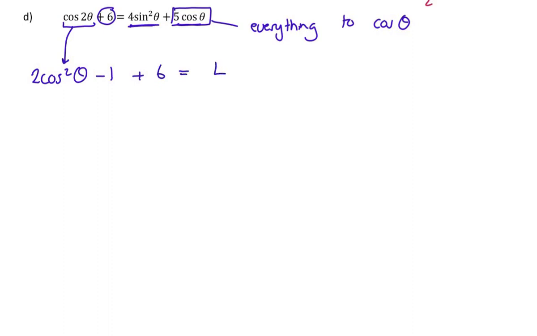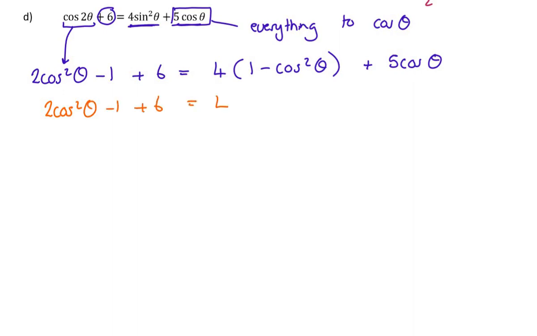Let's try take everything and get it in terms of cos and see if it works. Now, what that would mean is I'm going to change sine squared to 1 minus cos squared. Now, the moment I do that, I kind of think that this is going to work out. So even though this looked like it might be a mixture, the reality is I see the cos theta by itself and I'm thinking, can I get everything to cos? So changed cos 2 theta and changed sine squared. So a little bit messy now, so let's neaten it up a bit. So 2 cos squared theta minus 1 plus 6 equals 4 minus 4 cos squared theta plus 5 cos theta.